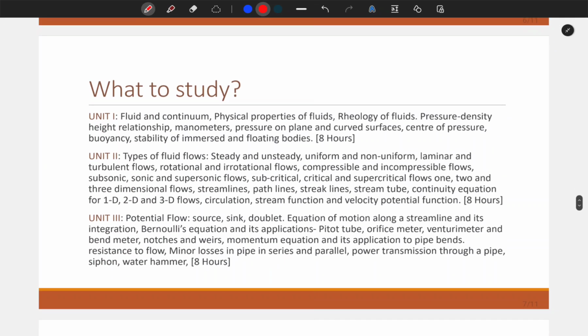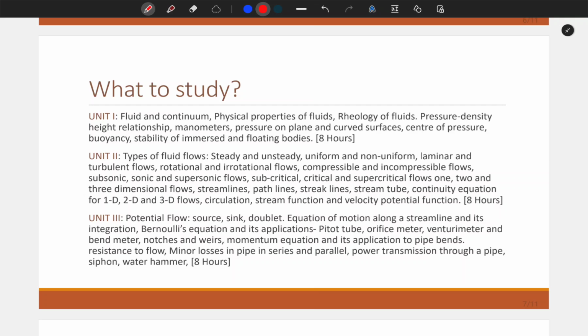Now, what we have to study in this subject? So, as per the executive curriculum, the syllabus has been divided into 5 units. Unit 1 consists of understanding the fluid, like what are the physical properties of fluid and what is the pressure density height relationship, what are the manometers. Manometers are the devices which are used to measure the pressure. It can be simple manometer or differential manometer. Differential manometers are used to determine the pressure difference between 2 points. We will study all these devices, how they work and on what principle they work.